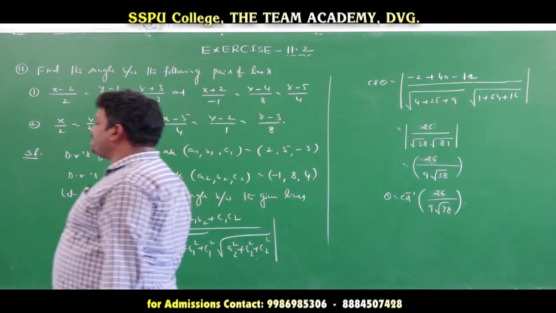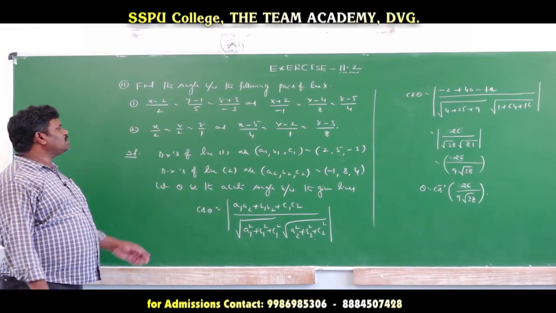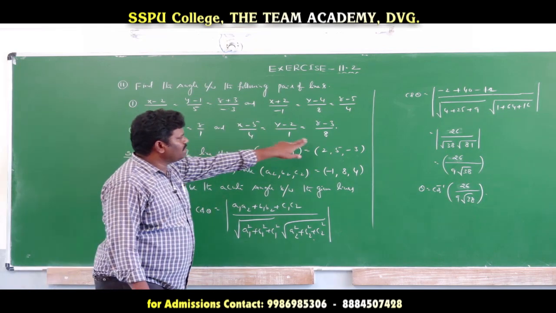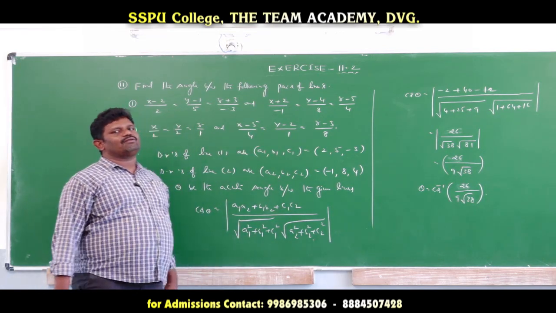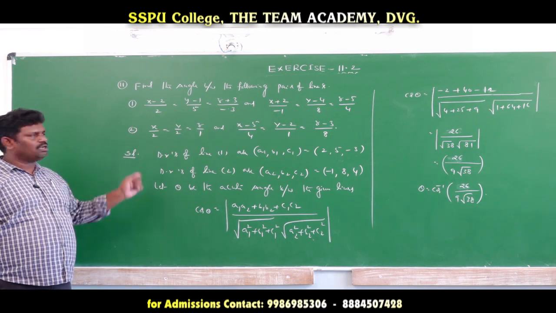Similarly, in the second one, the symmetrical form, which means the Cartesian form, is given. Here also we take the direction ratios 2, 2, 1 and 4, 1, 8, apply the same formula, and then we get the angle between the pair of lines. That problem you do.